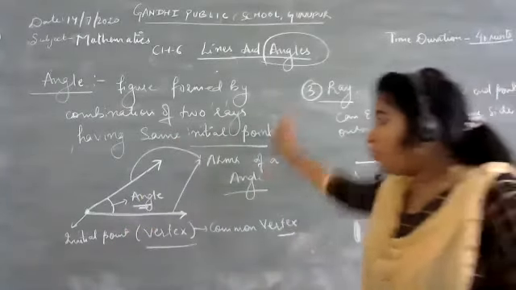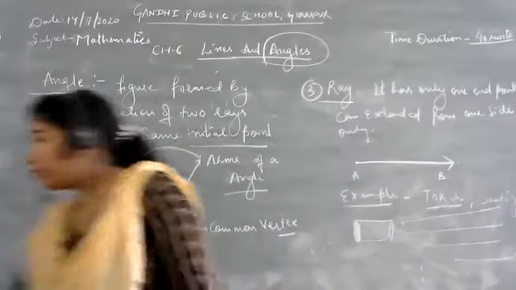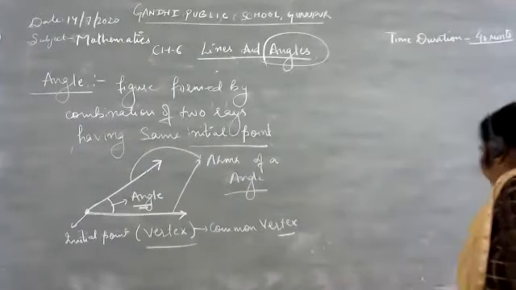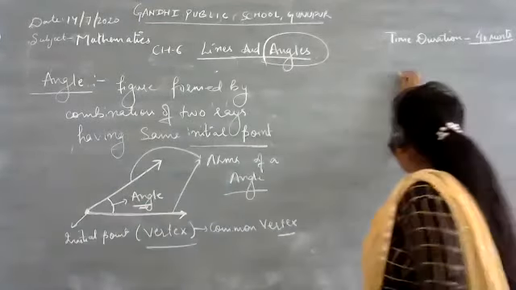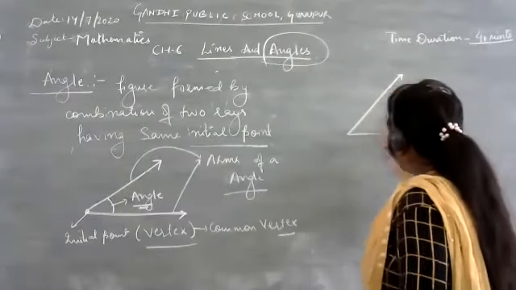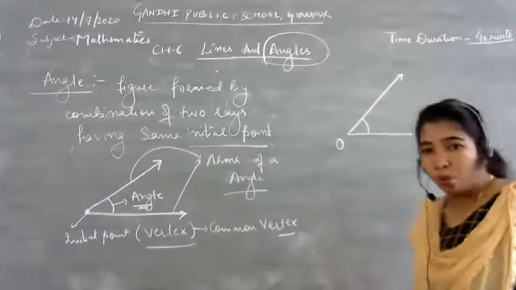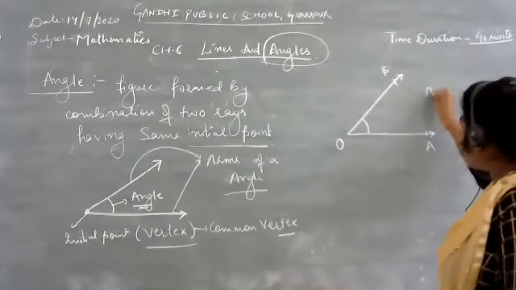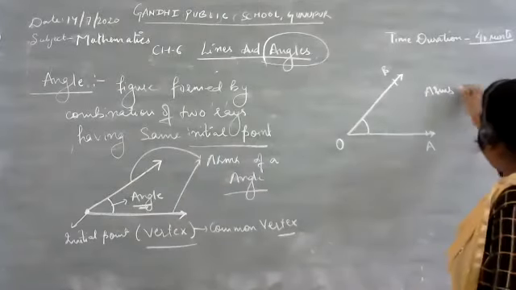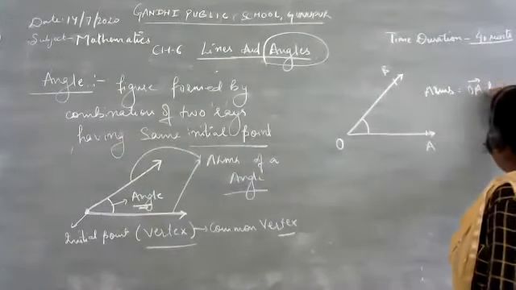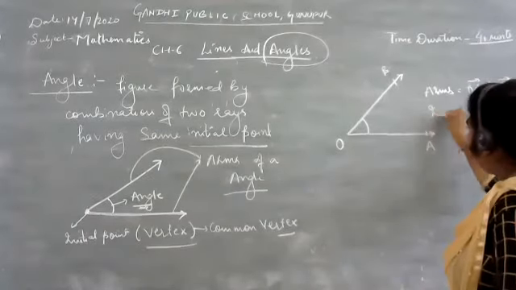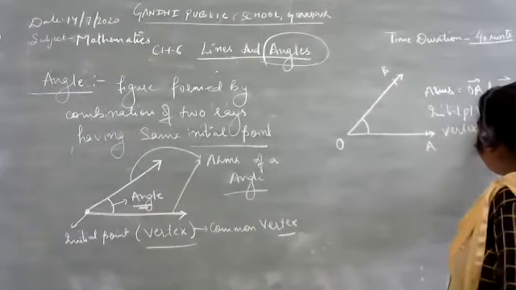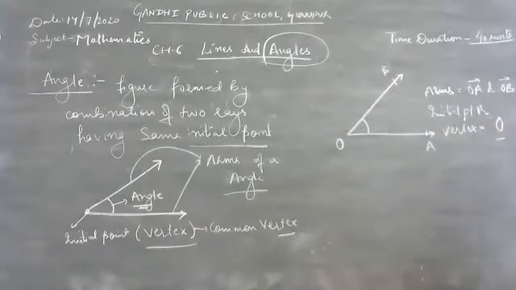I hope the definition of angle is clear. If I take one example, an angle having initial point O and two rays OA and OB, the arms here are OA and OB, and the initial point or vertex is O.